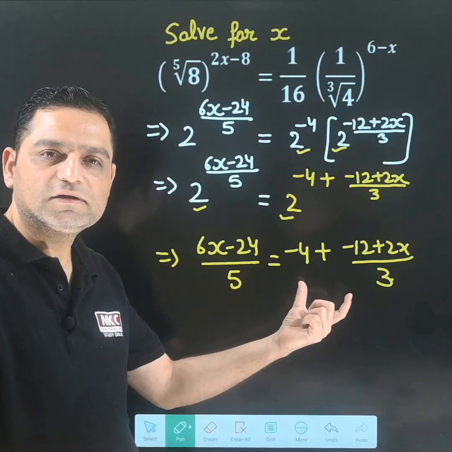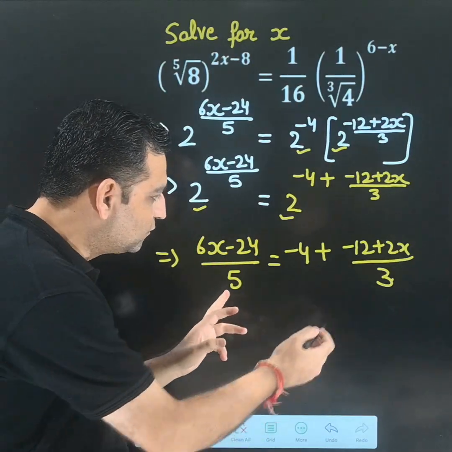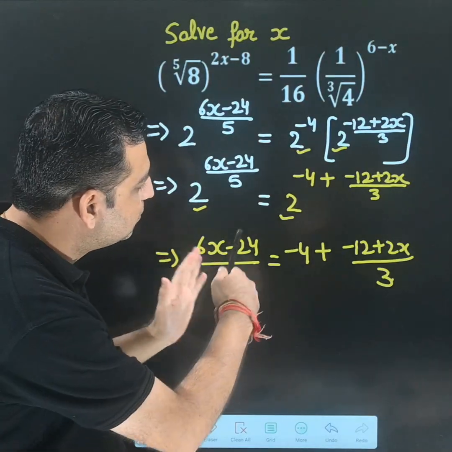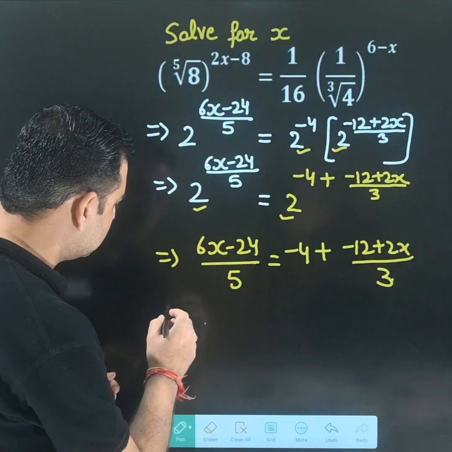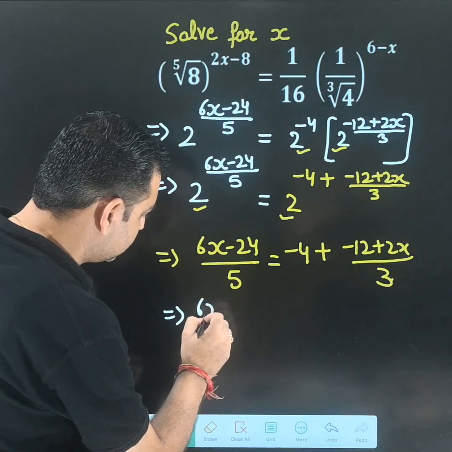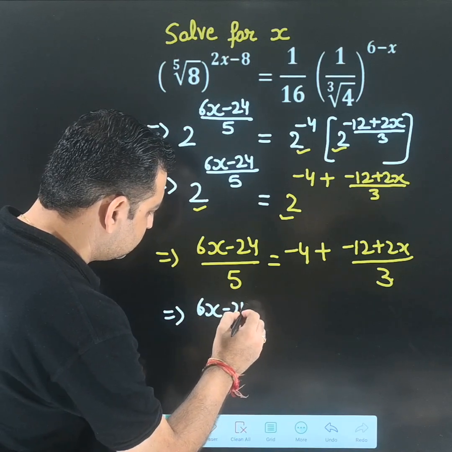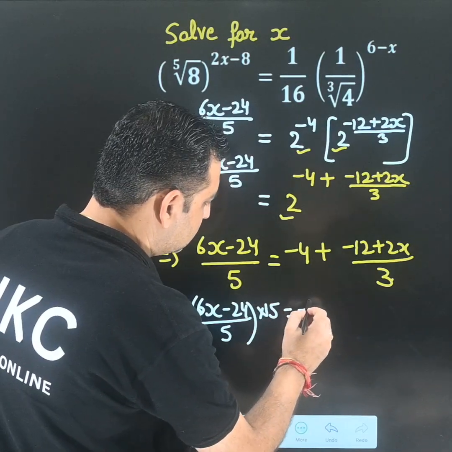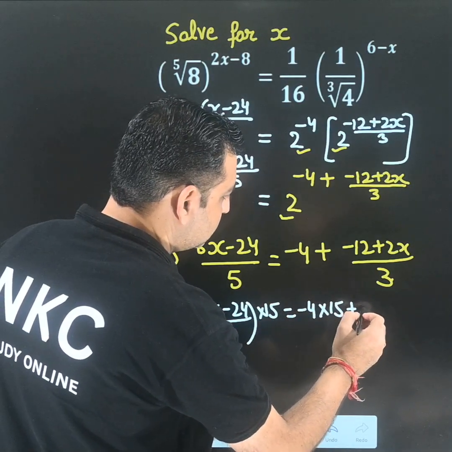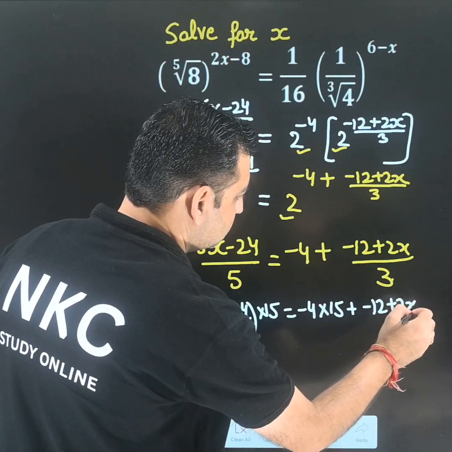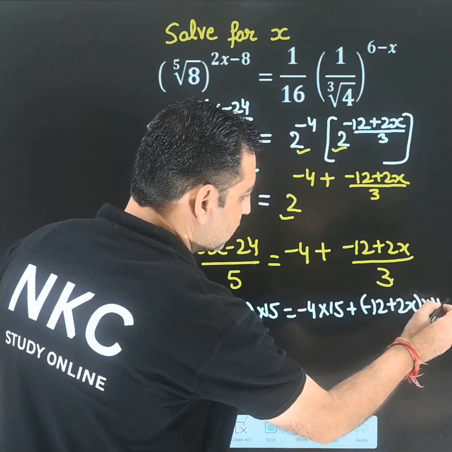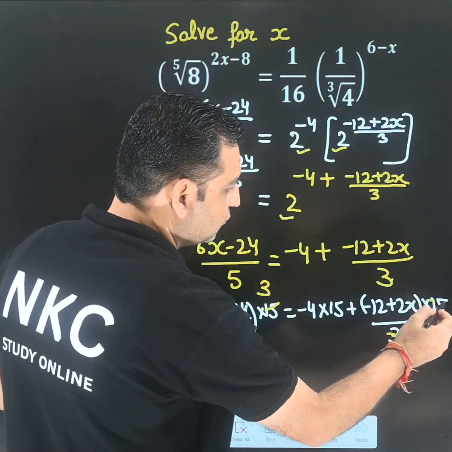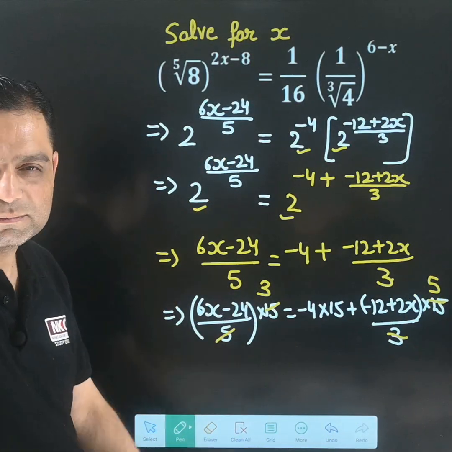Both sides fractions are there. If I want to get rid of this fraction, what is the LCM of 5 and 3? LCM of 5 and 3 is 15. So the best way is multiplying both sides by 15. What will happen? If you multiply both sides by 15, 6x minus 24 upon 5 will be multiplied with 15. Minus 4 will be multiplied with 15. And further, this is also going to be multiplied with 15. This 5 and 15 cancel. This 3 and 15 cancel. At least no fraction will be there now in the next step.